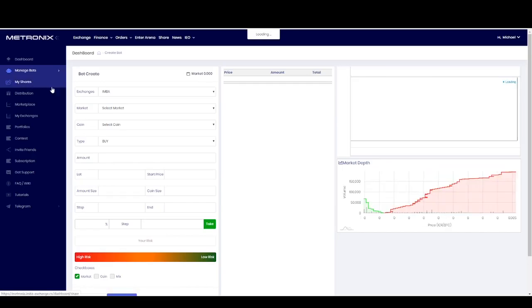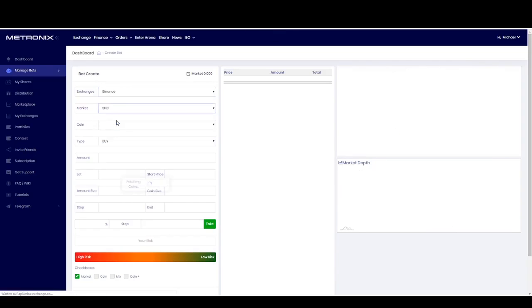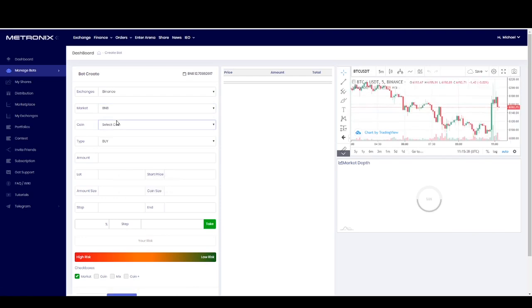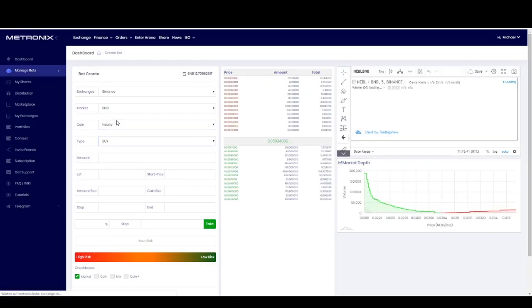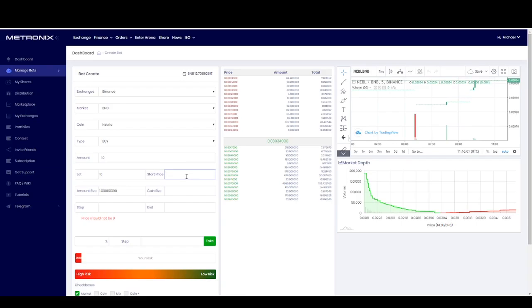Again, we start here with trade. We choose Binance. We take BNB. We take Niblio. We have a buy option. We take 10 BNB. You can see again, this is my available balance of Binance coin in my Binance account. We create a lot with 20. You can also create a lot with 10, whatever you want.